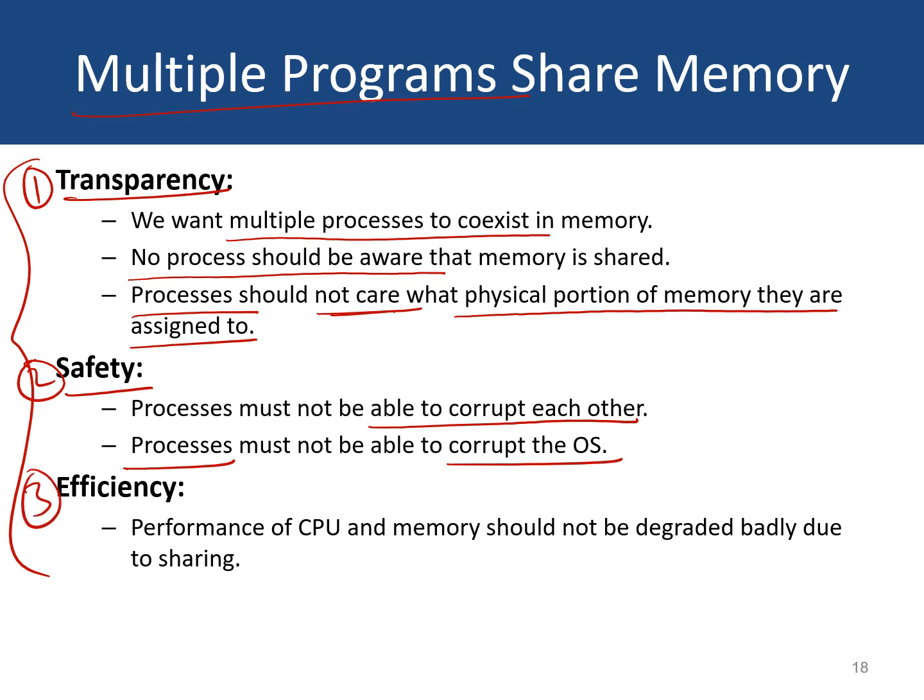And finally, the third desirable quality from the memory management subsystem is efficiency. Essentially what this means is we don't want the performance of the CPU or the main memory to be impacted because of the memory management features. So for instance, the performance of our CPU and memory should not degrade badly because of the fact that the main memory is shared between so many processes.